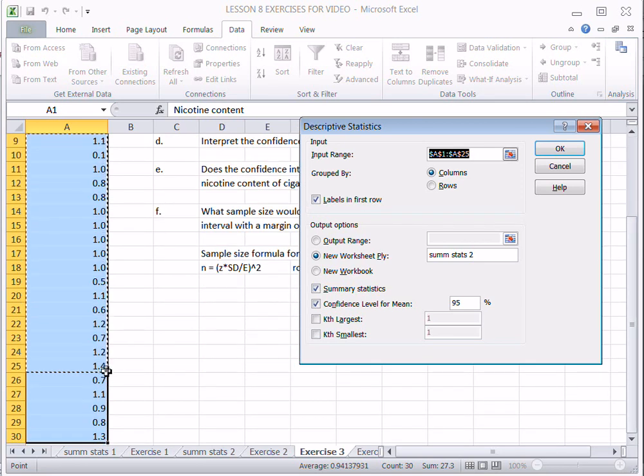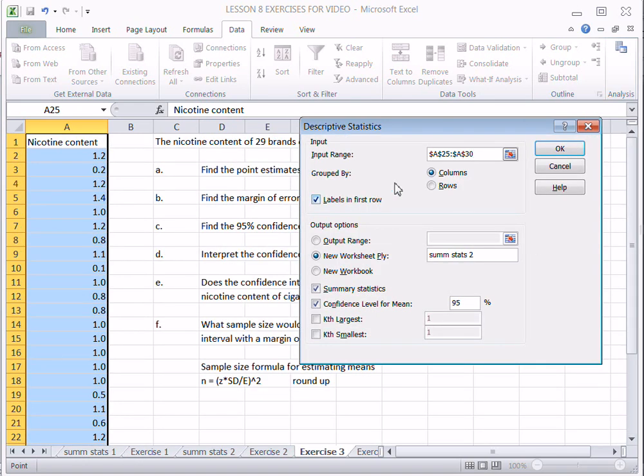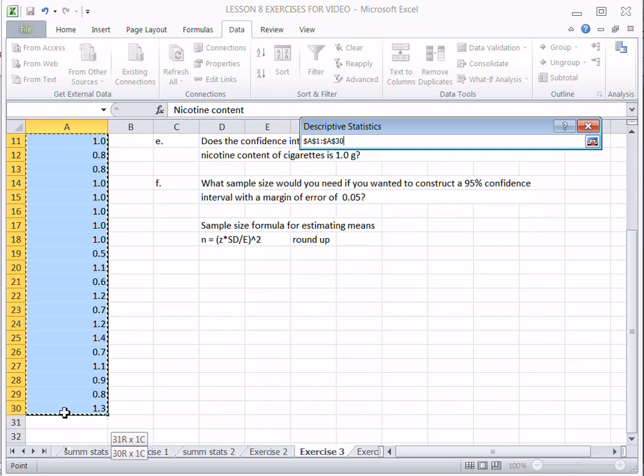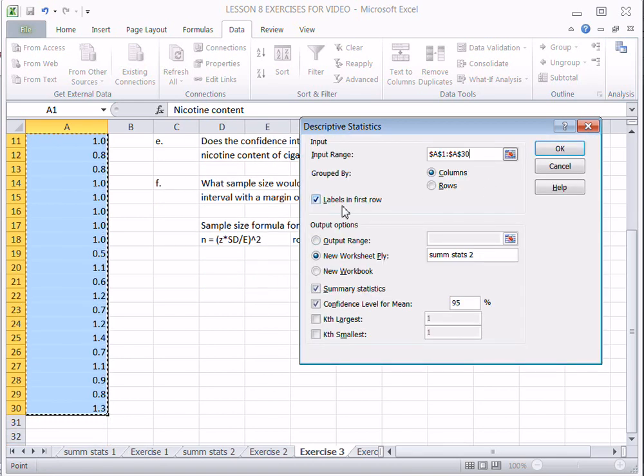No, I want to go further. Okay, oops, let's do that again. So let's get all my data here. Let's delete that. So highlight all my data from A1 all the way to A30. Labels, new worksheet, I'm going to call it SumStats 3. Summary statistics, confidence level 95.